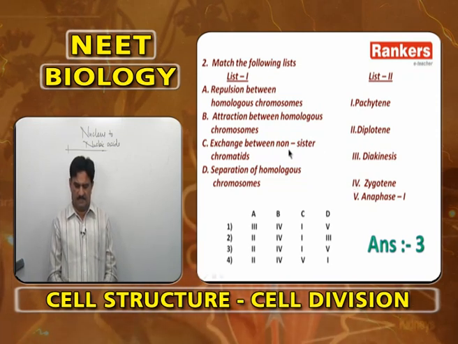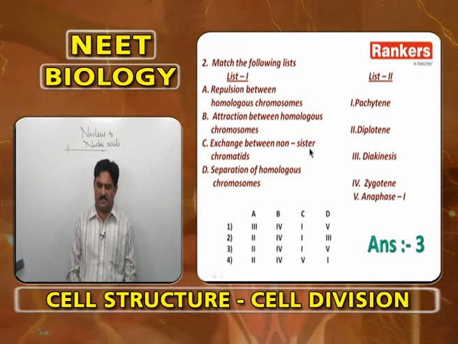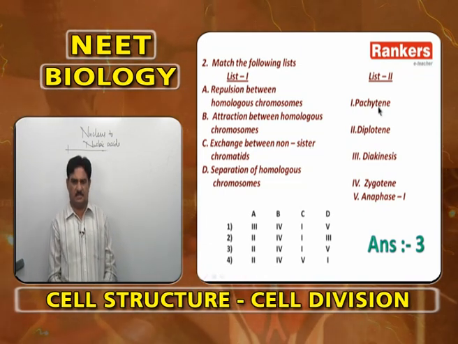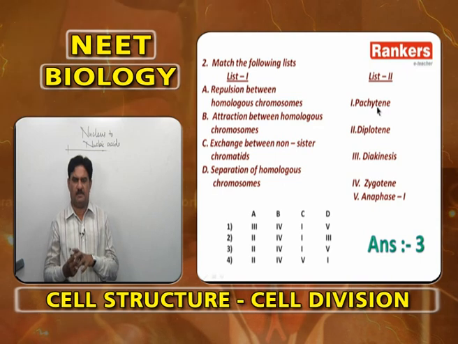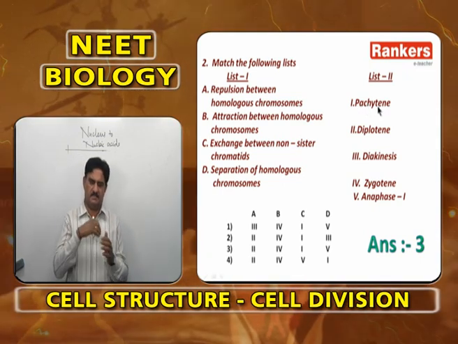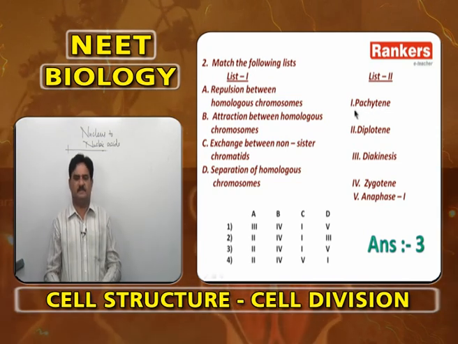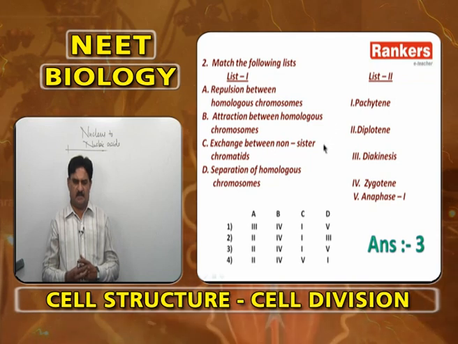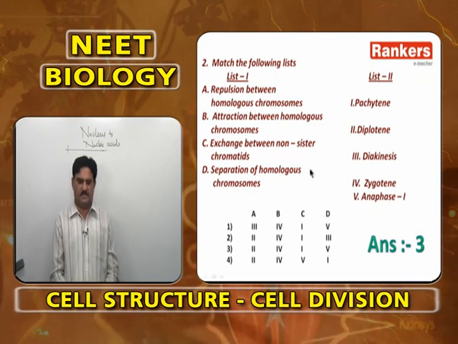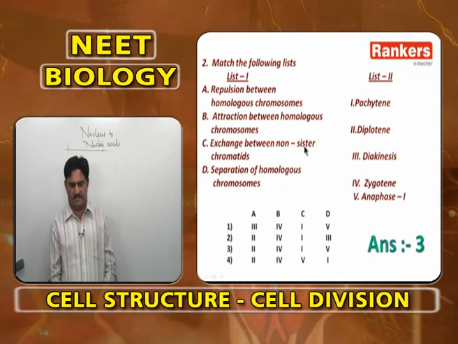Exchange between non-sister chromatids occurs in pachytene. This exchange of chromatid bits is helped by endonuclease and ligase enzymes. Endonuclease enzyme cuts the part. Ligase enzyme, after the exchange, reattaches the bits, and this is pachytene, where crossing over takes place. Exchange between non-sister chromatids is also called crossing over, which occurs in pachytene.